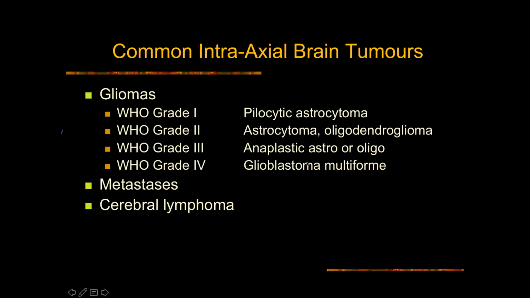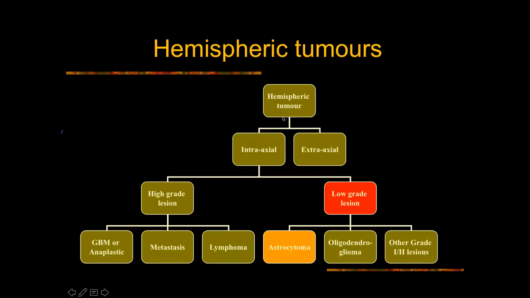Most of the time, your tumors are going to be gliomas, and of all the gliomas, about 50% present as glioblastomas. Metastasis is the other big group of tumors, and cerebral lymphoma is a much smaller group, but something you should bear in mind all the time when you're looking at tumors. So these are all the common intra-axial brain tumors.